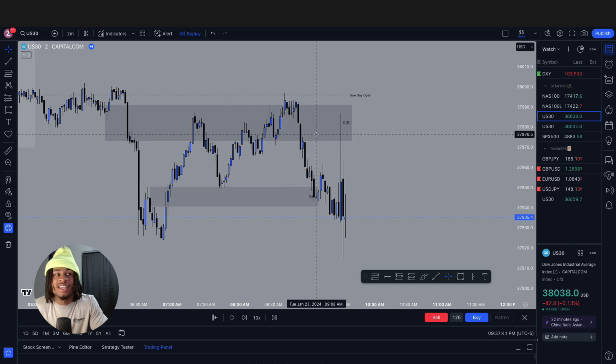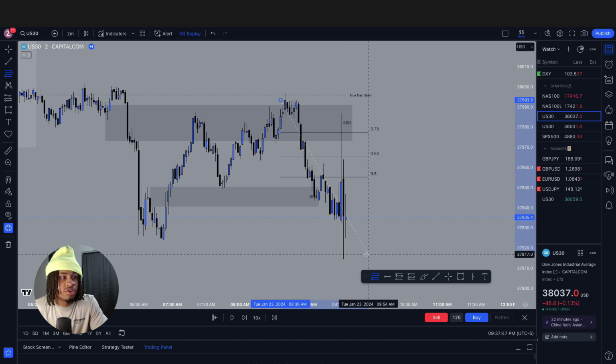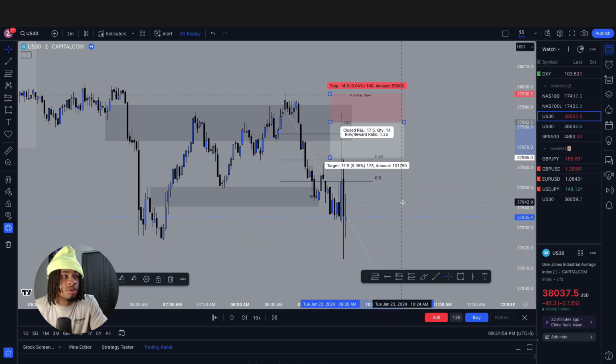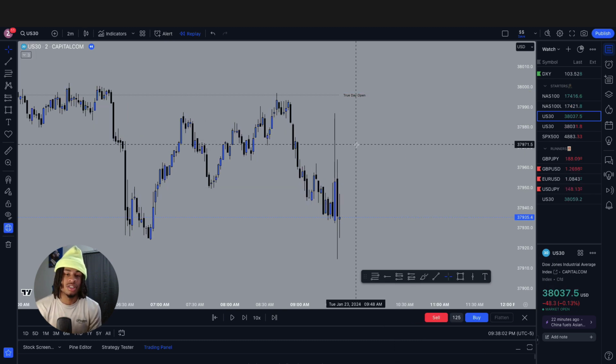Then once you get the displacement, you look for an entry within a discounted or premium price range, and this would have been your entry. Where your target would have been, I don't know. This is just hypothetical. Since I see one of these, I just want to jump into this really quick.